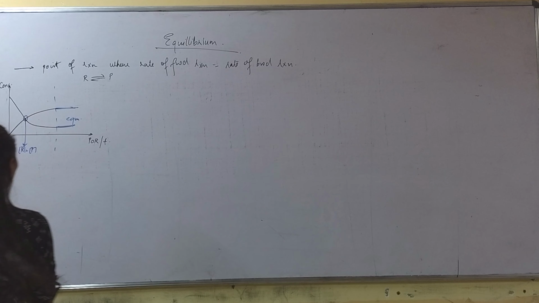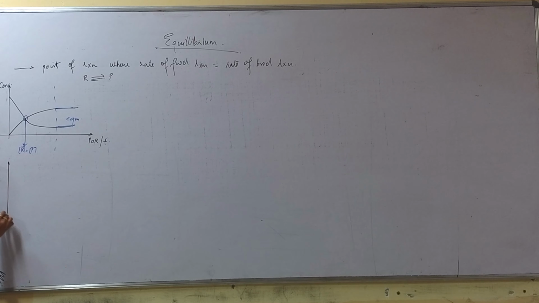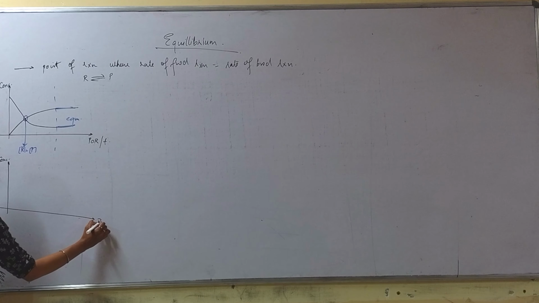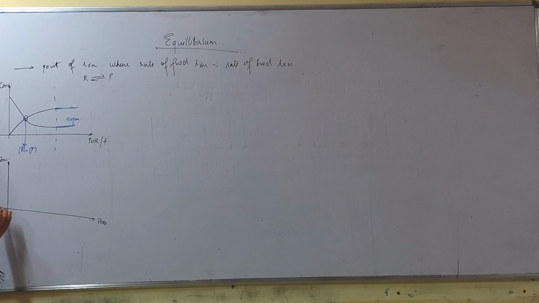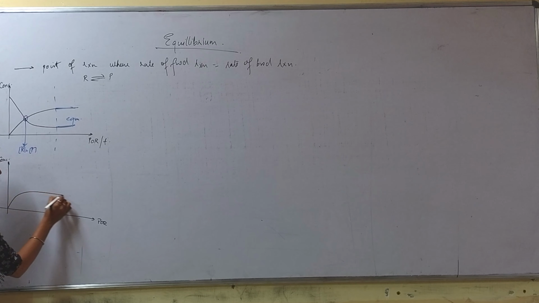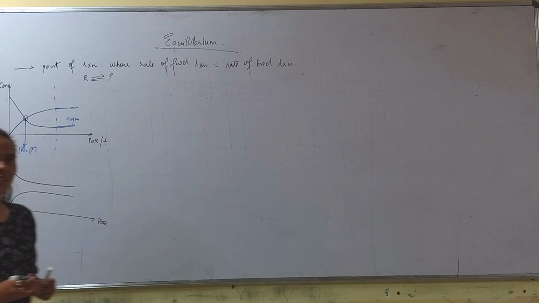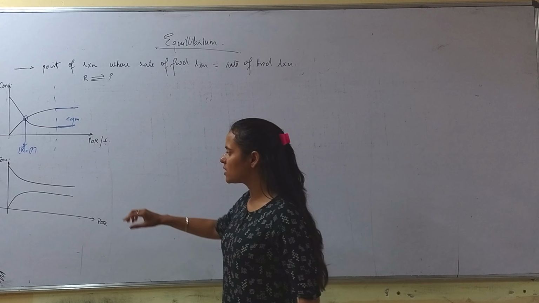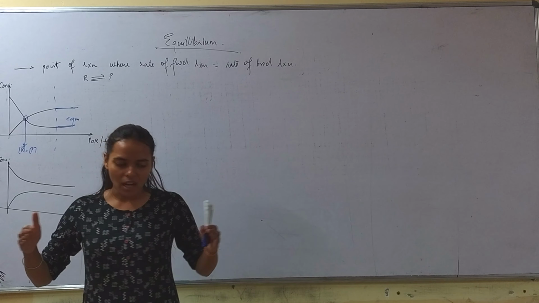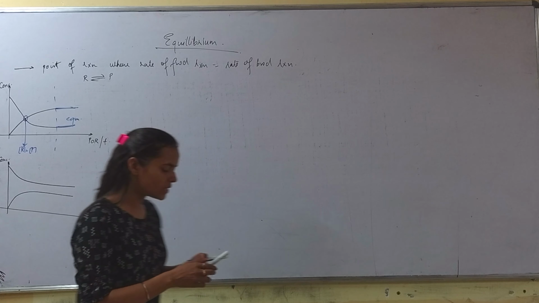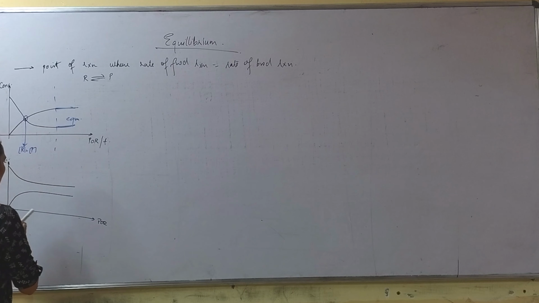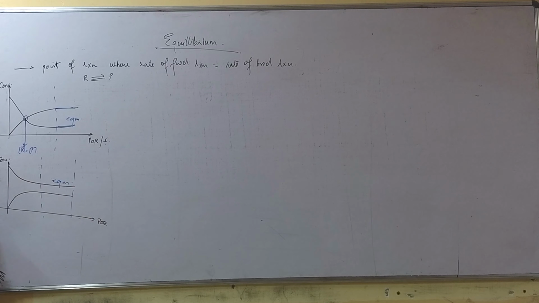Telling you through another graphical representation. Same concentration against progress of reaction. First, suppose the product concentration is increasing and the reactant concentration is decreasing. It goes this way. This is the graph. Now, if you see in this graph, what is happening? This graph is not intersecting, but there is equilibrium when the reactant and product concentrations have become constant. This is what equilibrium is over here.